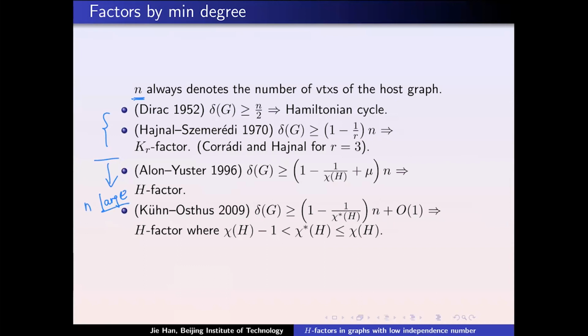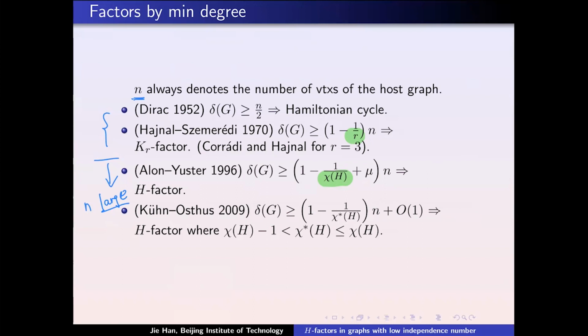The next result was by Alon and Yuster, who obtained results for H-factors for arbitrary H. When you want to obtain such a result, compared with the result for clique factors, where you have 1 − 1/r, you should replace r by χ(H), the chromatic number of H. They found the correct parameter to use, and this is tight, best possible, for balanced H, namely when all proper colorings of H have balanced parts. Again, this is not tight for all H.